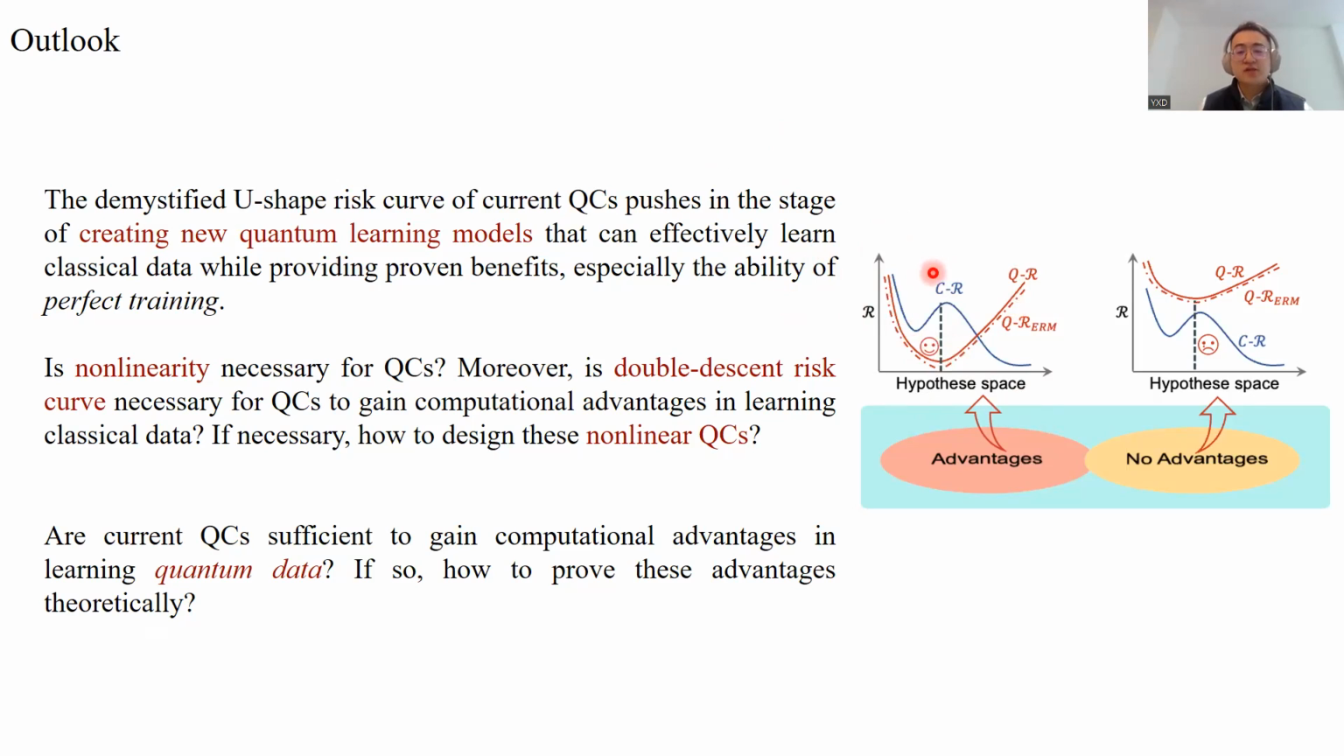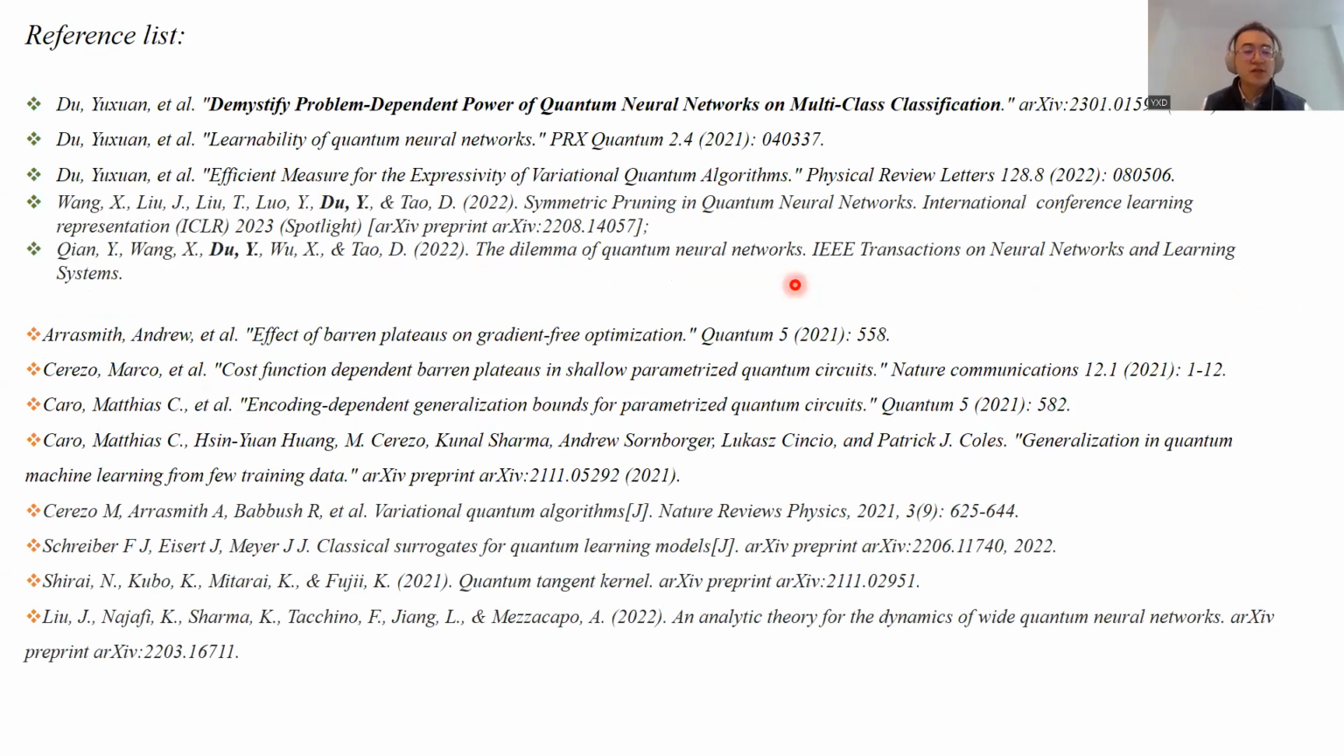The second issue is if nonlinearity is necessary for quantum classifiers. Otherwise, we don't know how to get a double descent risk curve. And the third interesting direction is how to prove potential quantum advantages on quantum data, because as our first experiment showed, quantum classifiers can well learn parity dataset, but how to find some practical learning problems with provable advantages is an open question. And here is the reference list used in this slide.